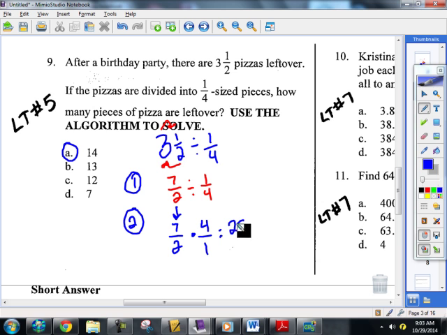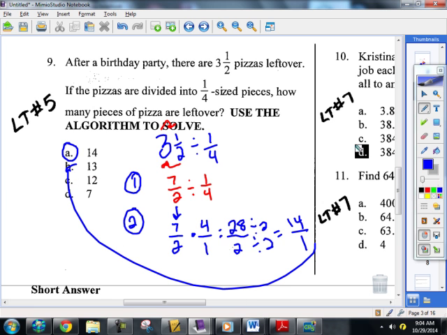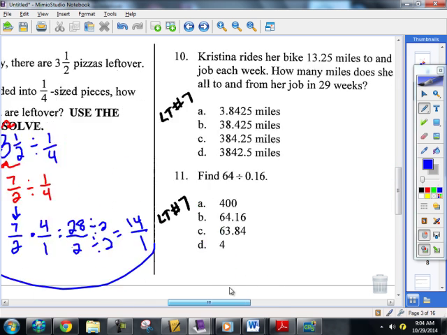I end up getting 28 over 2. What is the greatest common factor of 28 and 2? 2, right? Because what are the only 2 factors of the number 2? 1 and itself. So that means that the only one that can help us simplify would be 2. And since 28 is even, we can divide it by 2, divide by 2. There's where we get 14 over 1, which we know equals 14. Okay? Let's go on to number 10.